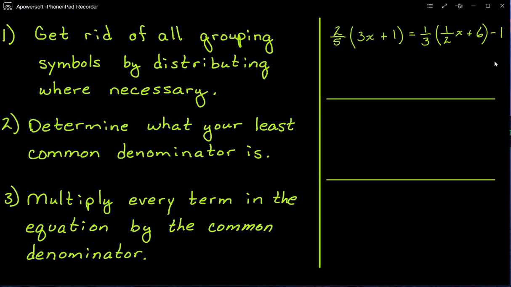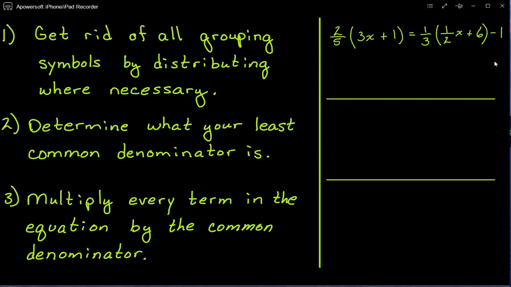There are some steps that we can follow to try to help us out and give us some guidance with this. And so the first step, it says right here, is to get rid of all of your grouping symbols by distributing where necessary. Your grouping symbols in this situation are going to be parentheses. They could be brackets, or they could be braces, or they might even be absolute value bars. There's a lot of different types of grouping symbols that you could have. So what we're going to do then is we are going to distribute.